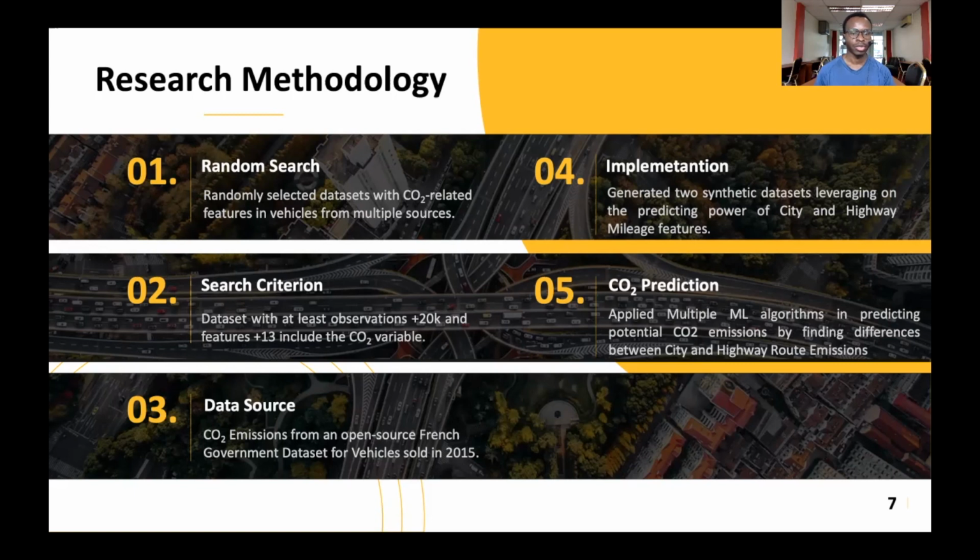Second part is the search criteria. Three search criteria were set. The first part is the number of instances was set to 20k.